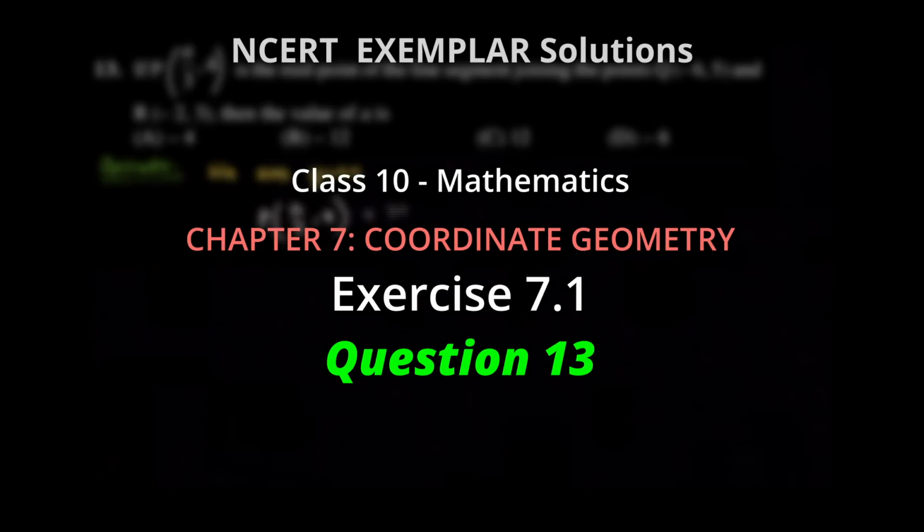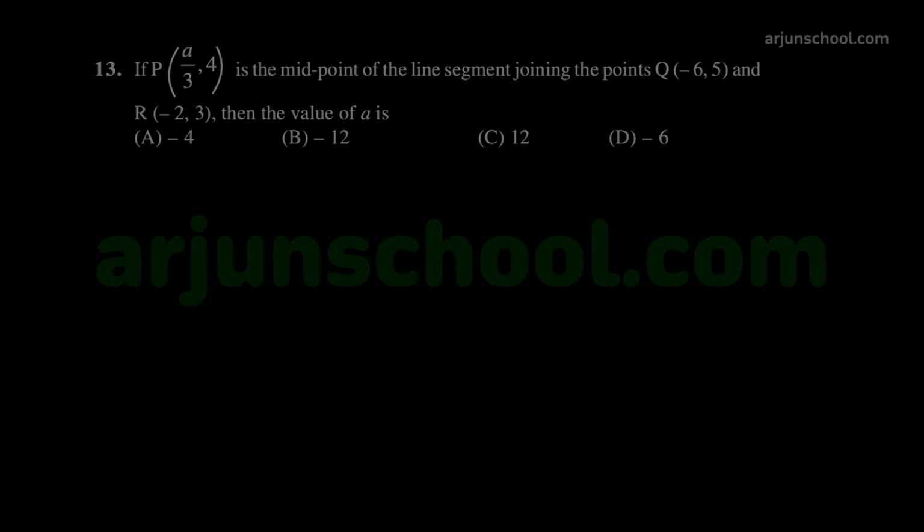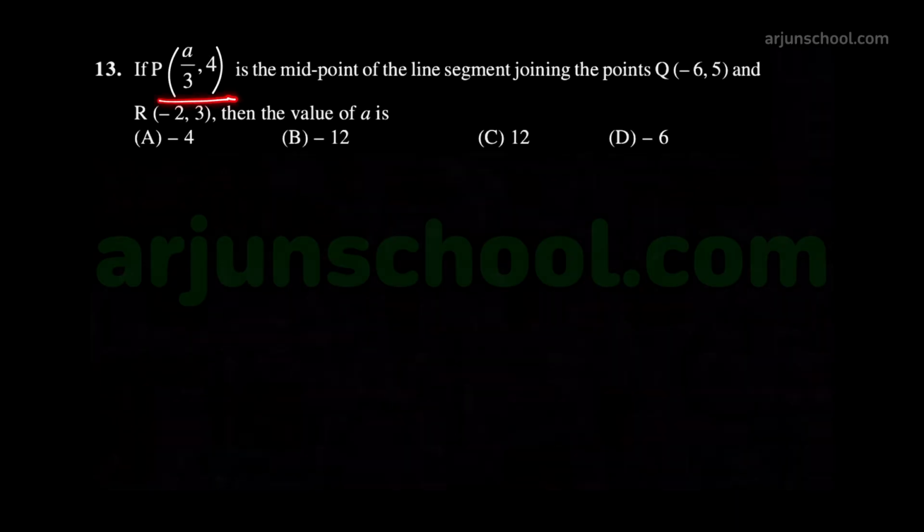NCERT Exemplar Solutions, Class 10, Maths, Chapter 7, Exercise 7.1, Question number 13. If P(a/3, 4) is the midpoint of the line segment joining the points Q(-6, 5) and R(-2, 3), then the value of a is: option A, -4; option B, -12; option C, 12; or option D, -6.